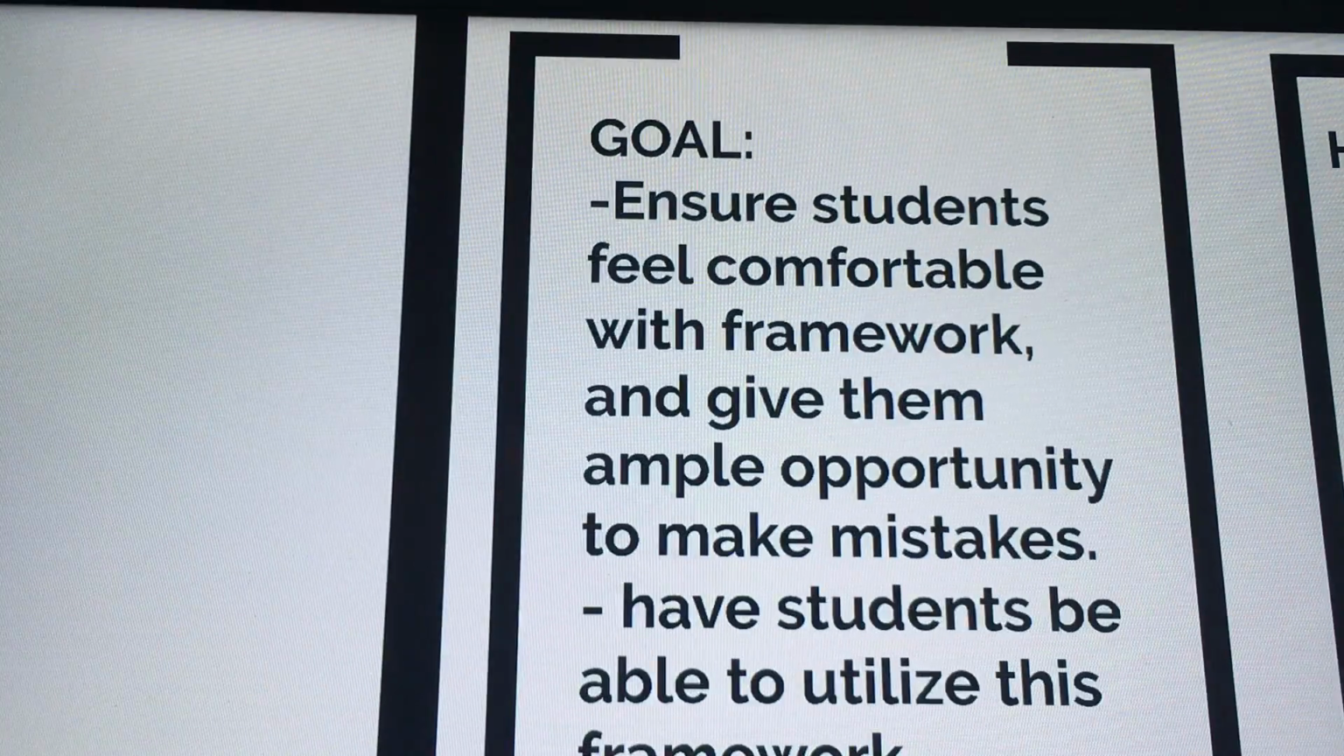So this time, our goal was not necessarily to focus on the math, but to make sure students feel comfortable with the framework and using it, actually going through and answering those questions and feeling free to make mistakes, because this is what doing physics is about. It's being able to make mistakes, backtrack, and move forward.